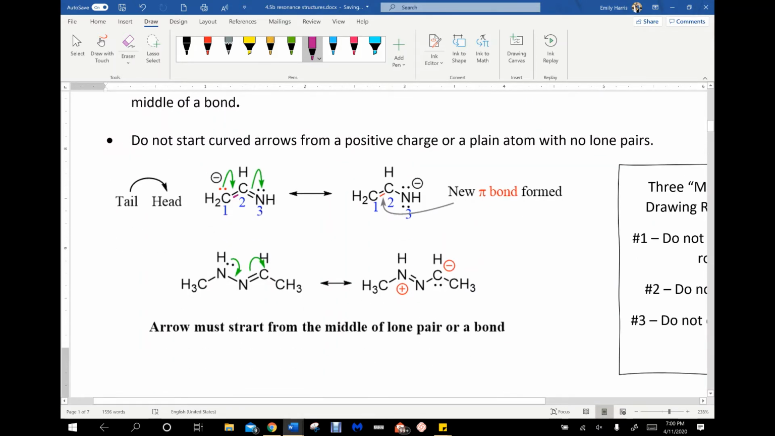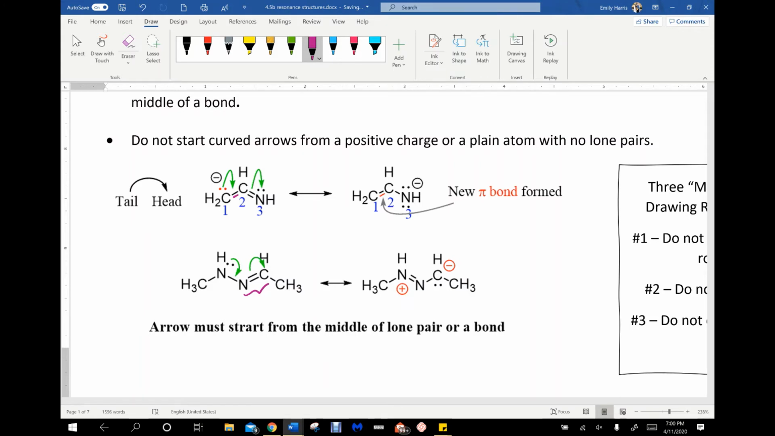Then we have another example here, where we have electron density being passed from the nitrogen's lone pair to form a double bond, and then the double bond between nitrogen and carbon, those electrons get localized onto the carbon to give it a negative formal charge.